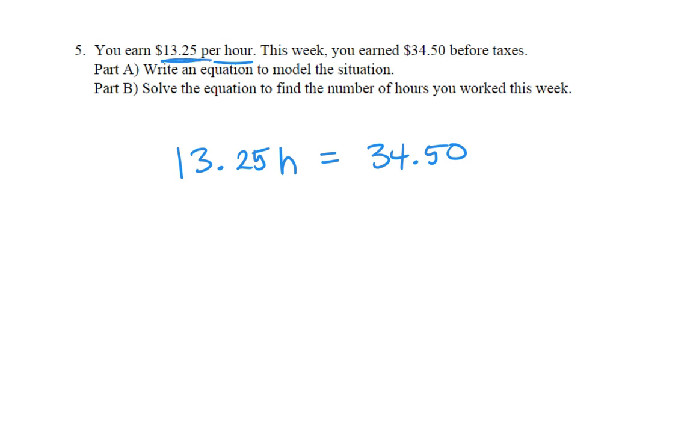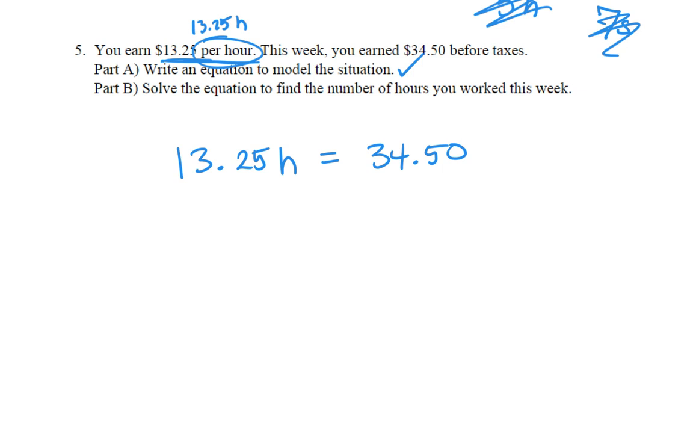That $13.25 per hour means I'm going to do $13.25 times the amount of hours I work, okay? Like if it was $5 per hot dog, that would be 5H for $5 per hot dog. Or if it was $7 for each shirt, that'd be 7S for $7 per shirt, okay? This one happened to be $13.25 per hour. Cool. All right, so part A is taken care of. That looks good.